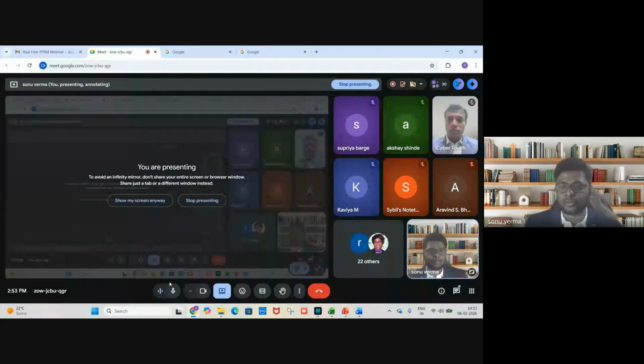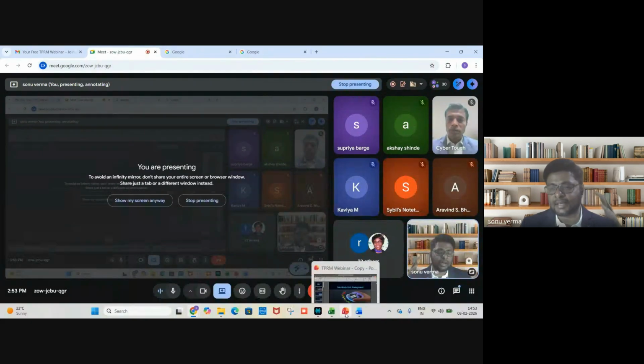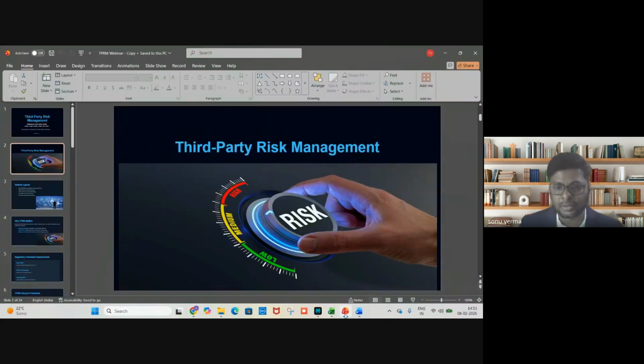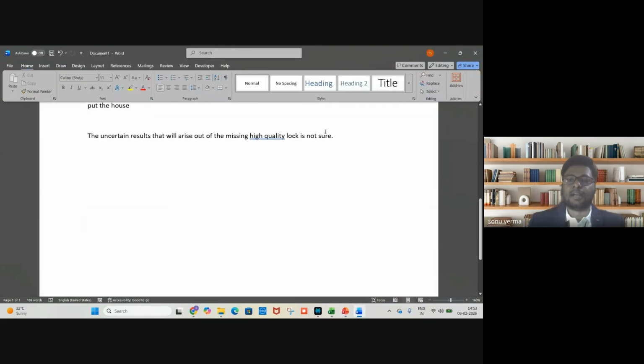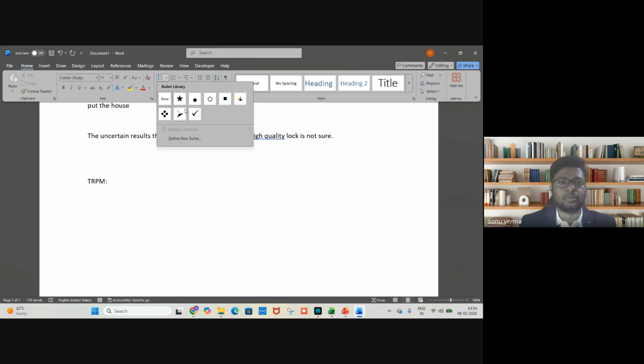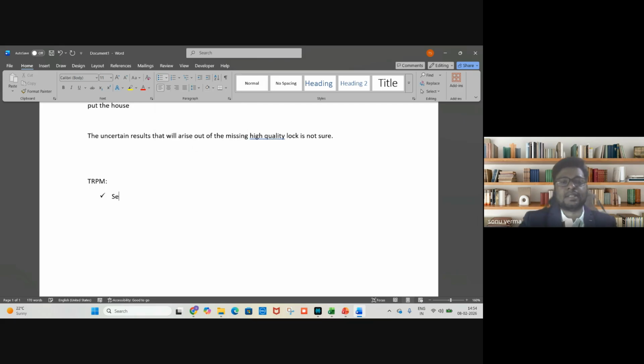Let's come back to the topic, and I will show you how exactly we do the third-party risk assessment, TPRM. There are multiple steps that we follow. Number one, selection of the vendor or third party.